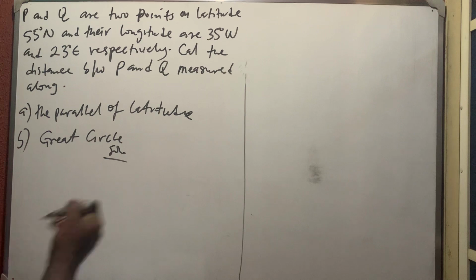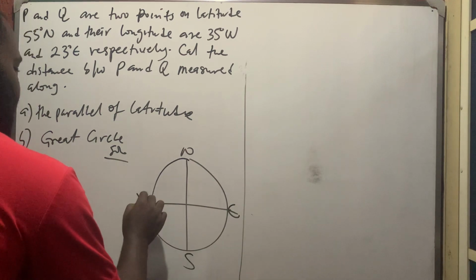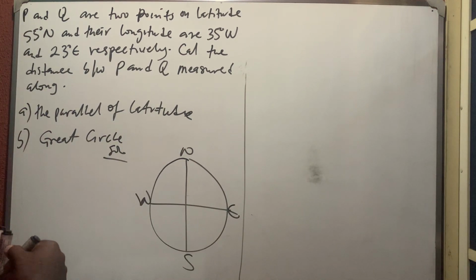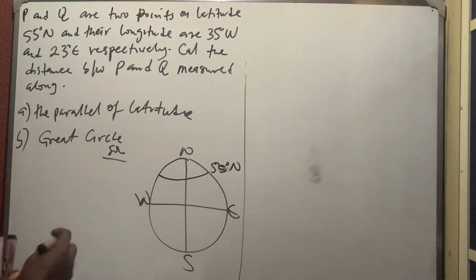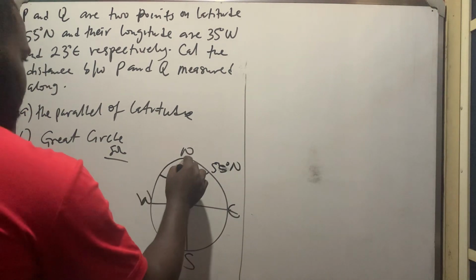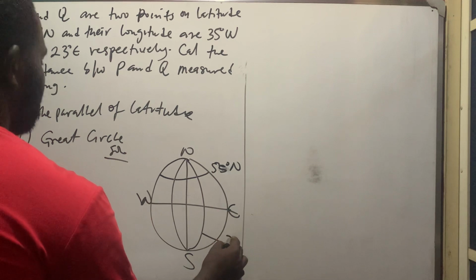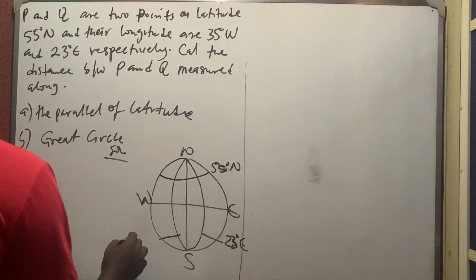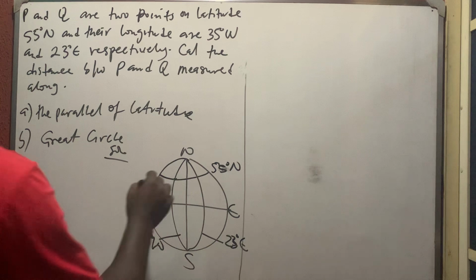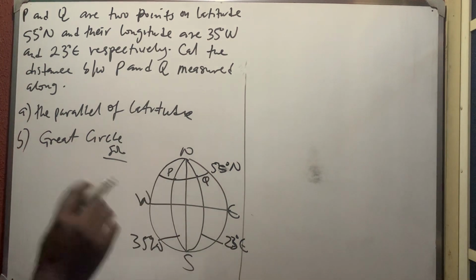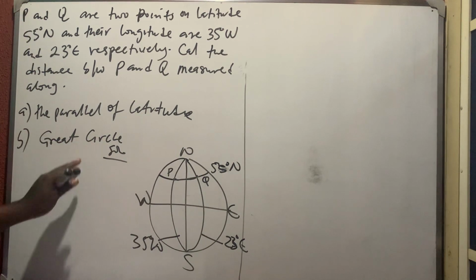Solution. If you look at it, let us draw it normally. If we draw this, we have the north, the south, the east, the west, right? Then I have 55 degrees north, and then they have west and east. The east is 23 degrees east, while the west is 35 degrees west. Now, this is point P and point Q. Obviously the distance between them is on a small circle, but they are not asking us to find the one on the great circle. You see how to notice it now.